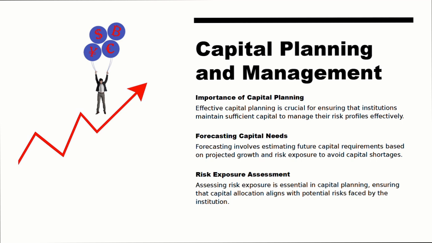Capital planning and management. Importance of capital planning. Effective capital planning is crucial for ensuring that institutions maintain sufficient capital to manage their risk profiles effectively. Forecasting capital needs. Forecasting involves estimating future capital requirements based on projected growth and risk exposure to avoid capital shortages. Risk exposure assessment. Assessing risk exposure is essential in capital planning, ensuring that capital allocation aligns with potential risks faced by the institution.